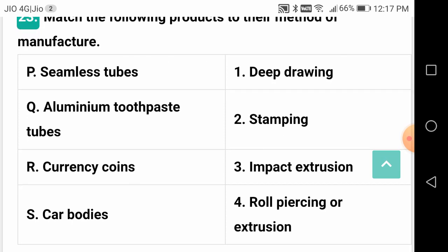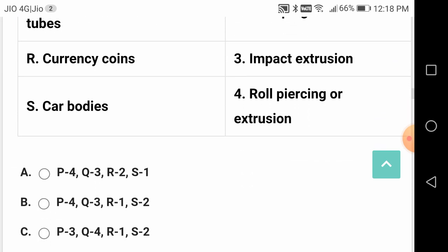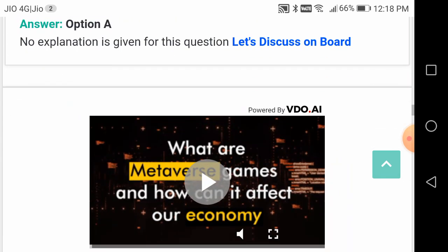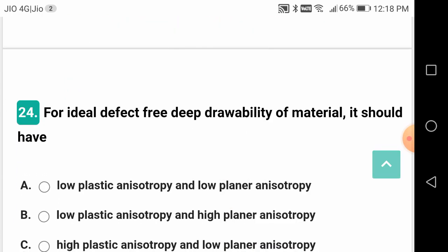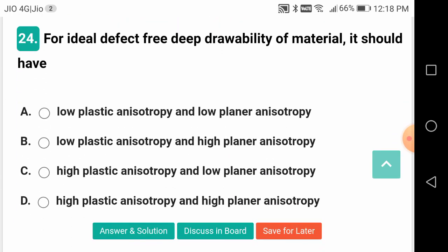Seamless tubes, rolling, piercing or extrusion. Aluminum toothpaste tubes, impact extrusion. Currency coins, stamping. Car bodies, deep drawing. Remember this: components and the manufacturing method to obtain them.